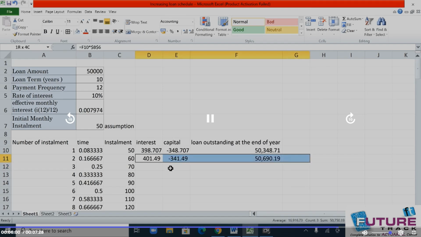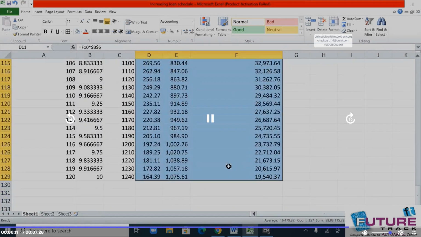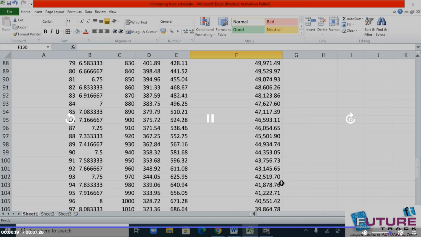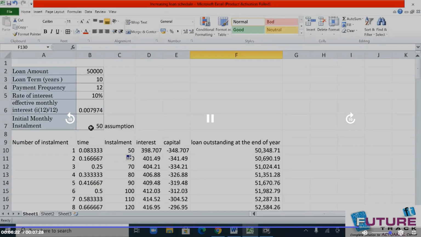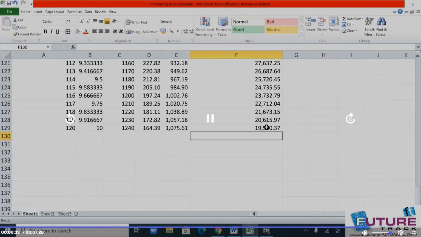So class, now we can select this, put the cursor here and double click, because now it is repetitive. See, we get 19,540.37. But class, this 50 is what we assumed, this is not the actual one, we have to find it. To find this installment, my loan outstanding at the end of the 120th installment must be equal to 0, right? So let's make it 0.